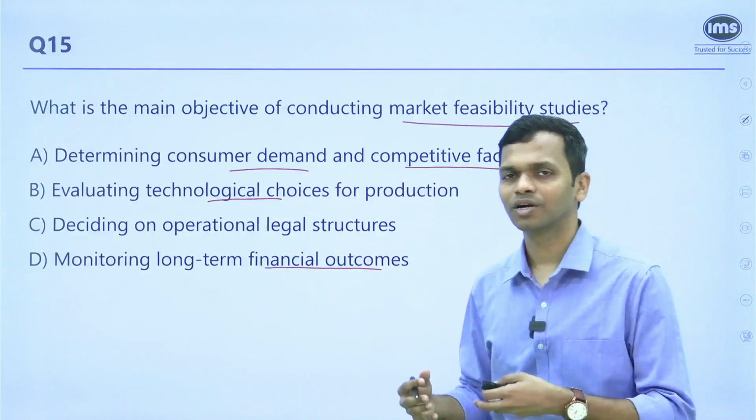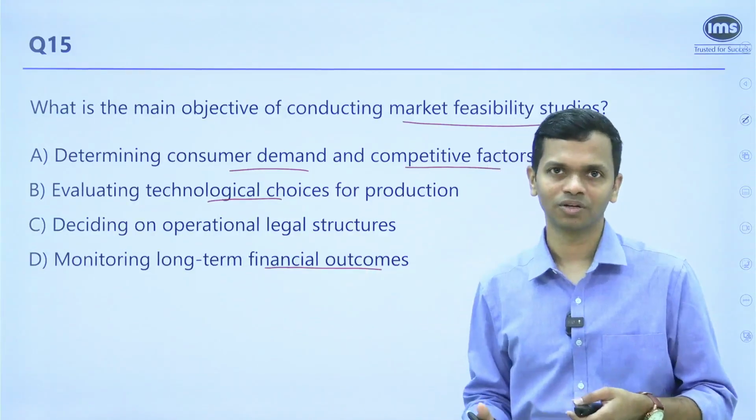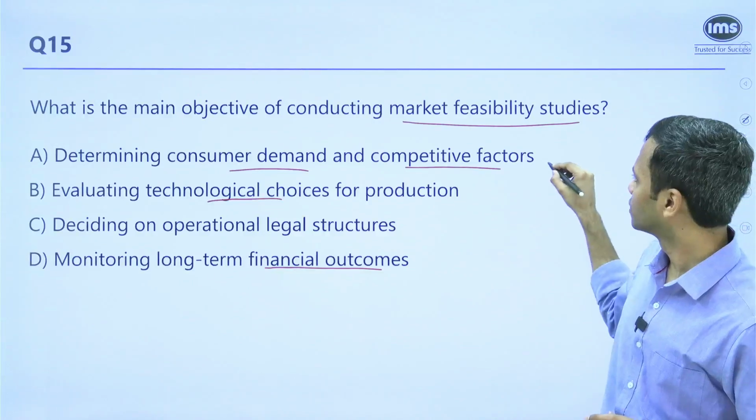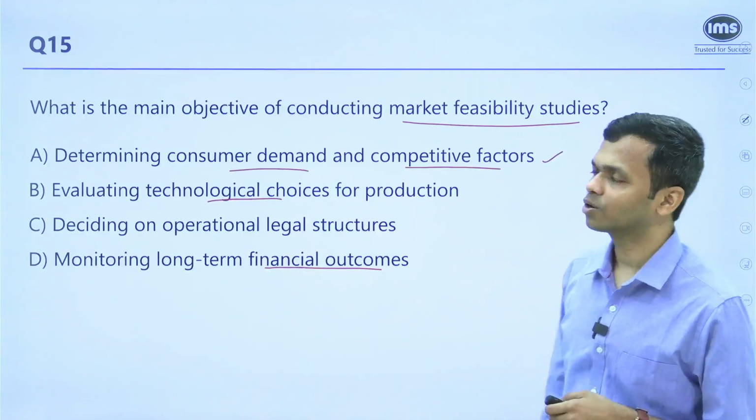Because here you're trying to identify whether, first of all, a market exists or not. Because if it doesn't, then there is no point. So that is why we'll go with option A, which is consumer demand and competitive factors.